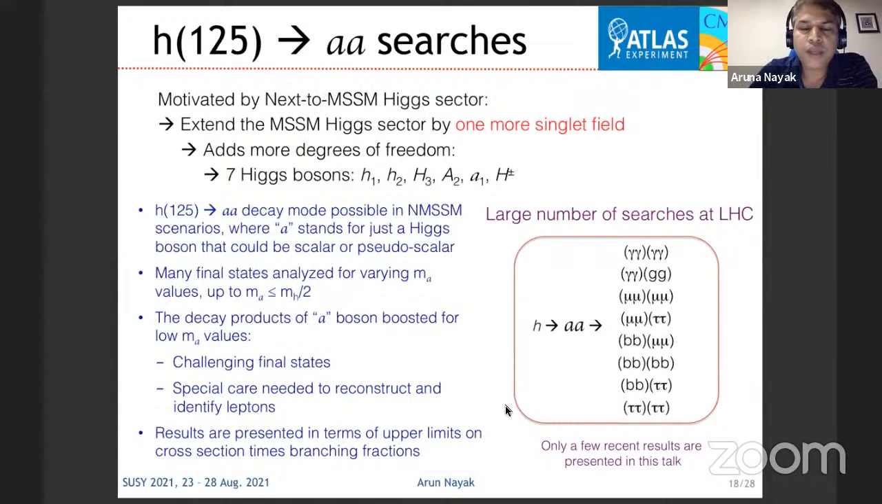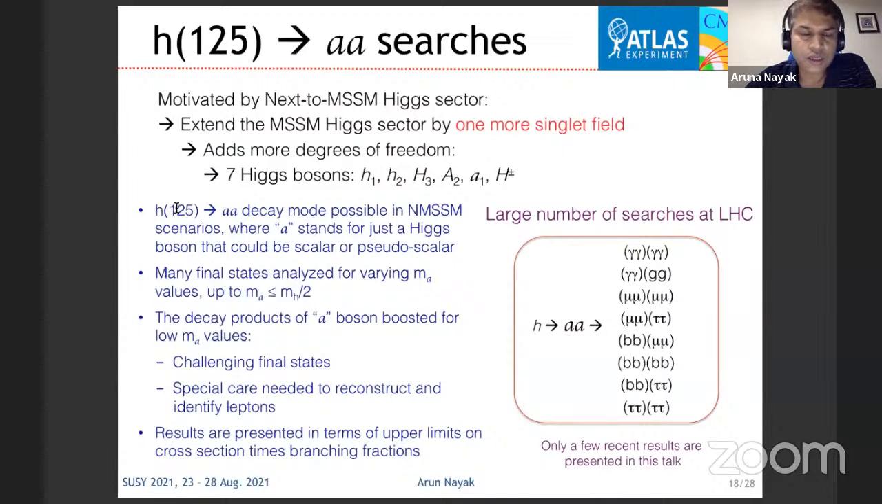So we search for various non-standard decays. One is, for example, the Higgs decaying to two lighter Higgs bosons, called A bosons. This kind of search is motivated in an MSSM Higgs scenario, where the MSSM Higgs sector is extended by one more singlet field. So you have additional Higgs bosons, and one of them can be lighter than the standard model-like Higgs boson.